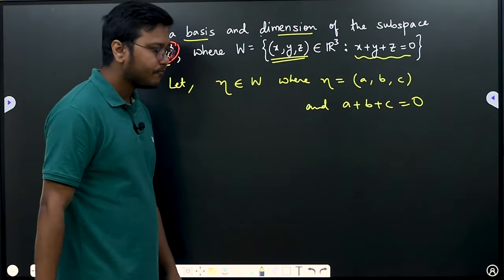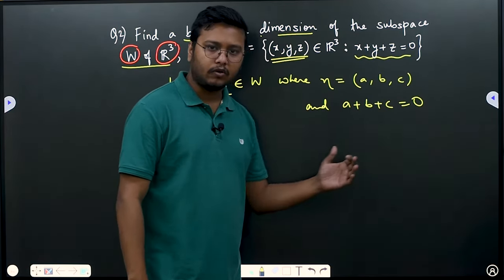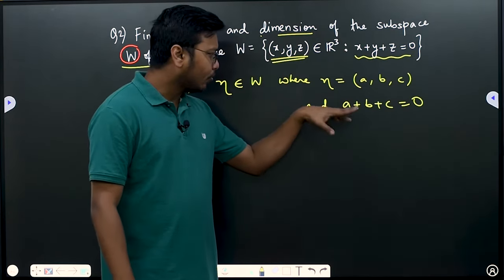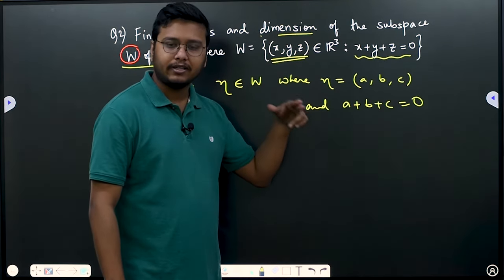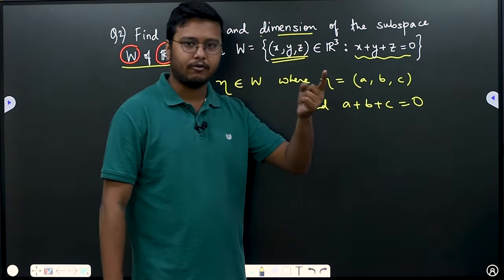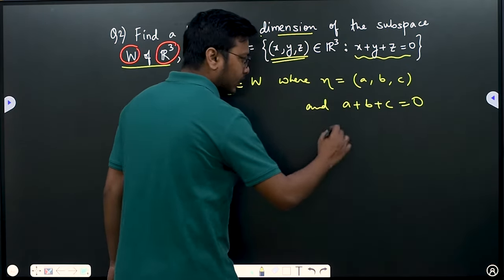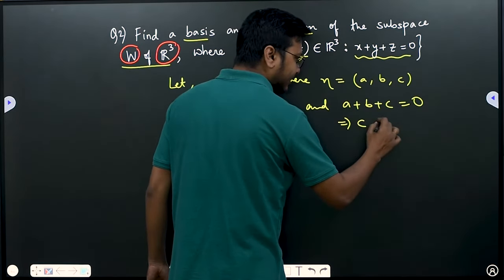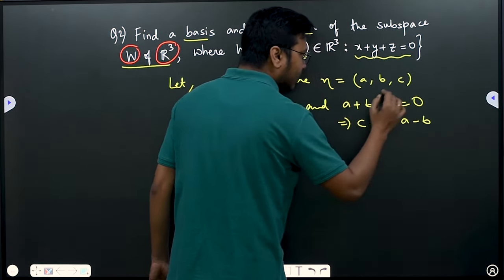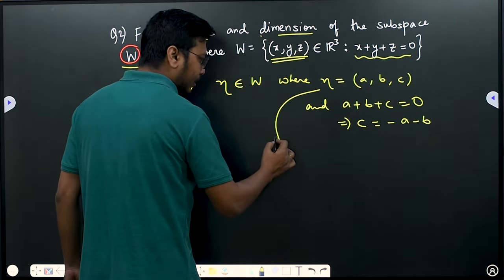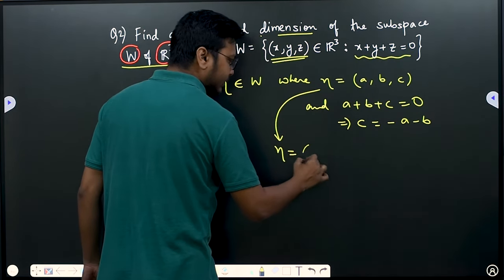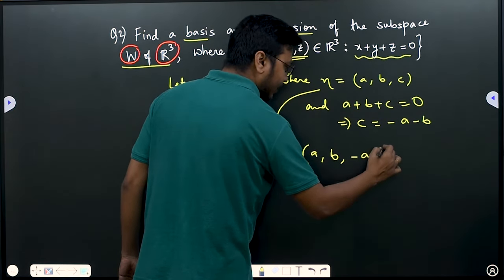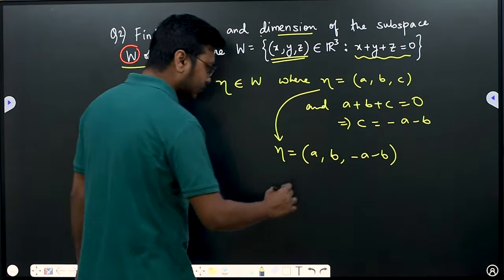Now from this equation, always try to eliminate the maximum number of variables you can. So from one equation, you can definitely eliminate just one variable, not more than that, obviously. So let's say I'm eliminating C. So I can say C is minus A minus B. So I'll just substitute that back over here. So I'll have eta equals A, B, and instead of C, I have minus A minus B, correct?